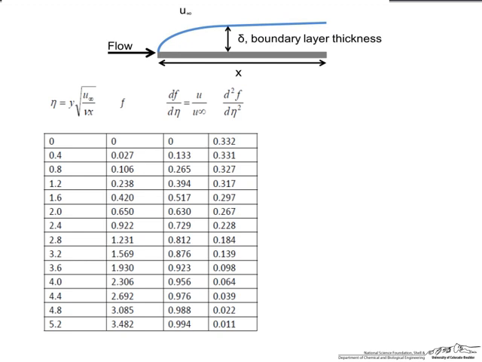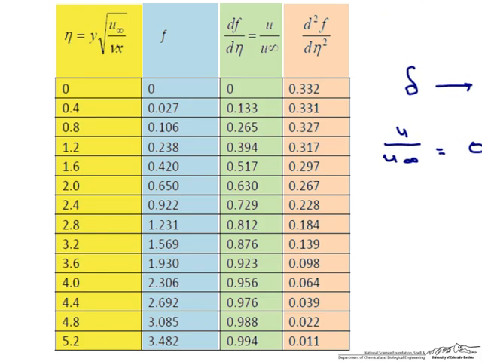By definition, the thickness of the boundary layer, which we call del, is the value of y where the velocity in the boundary layer u is 99% or 0.99 of the free stream velocity. In other words, u divided by u infinity equals 0.99. So let's look at this table here.